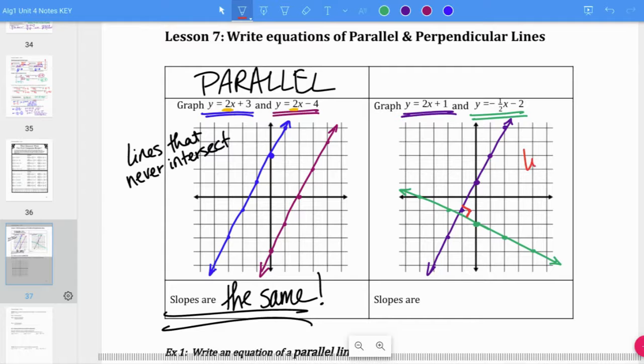So lines intersect at a 90-degree angle. We call two lines that intersect at a 90-degree angle perpendicular.